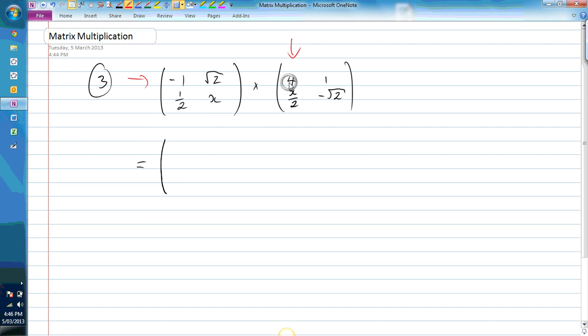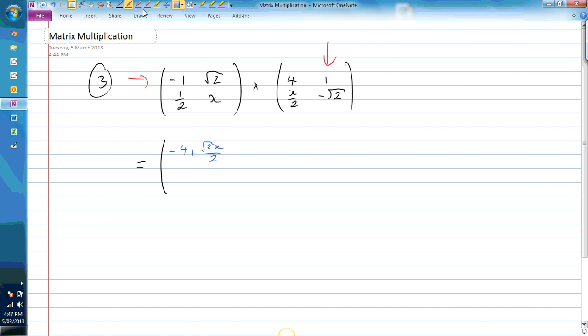Minus 1 times 4 is minus 4. Square root of 2 times x on 2 is square root of 2x on 2. Of course, I have to add that. That's the first element. We're going to match up first row with second column now.